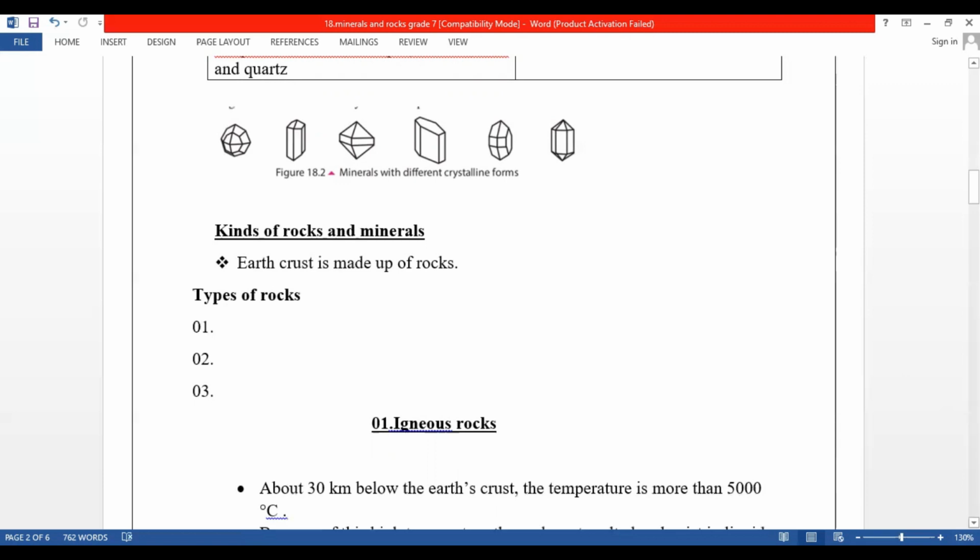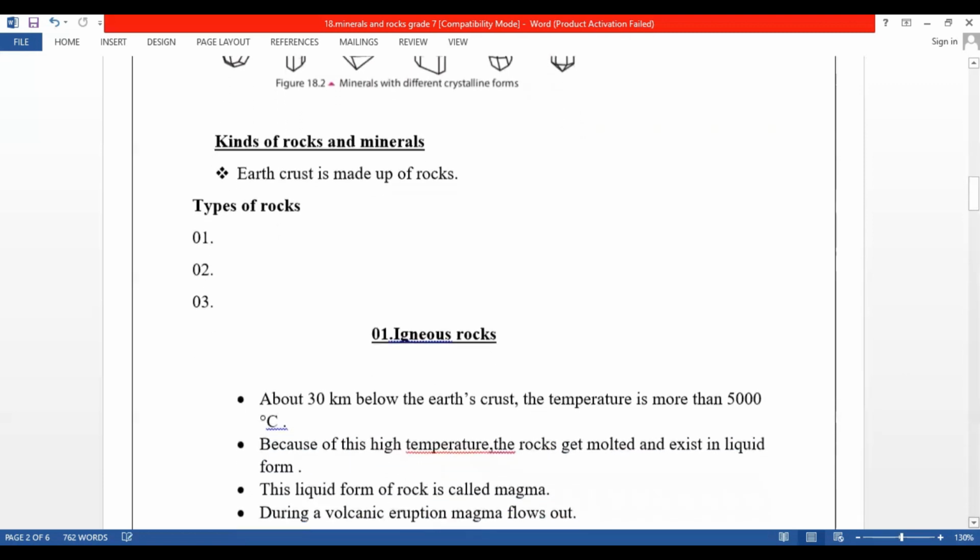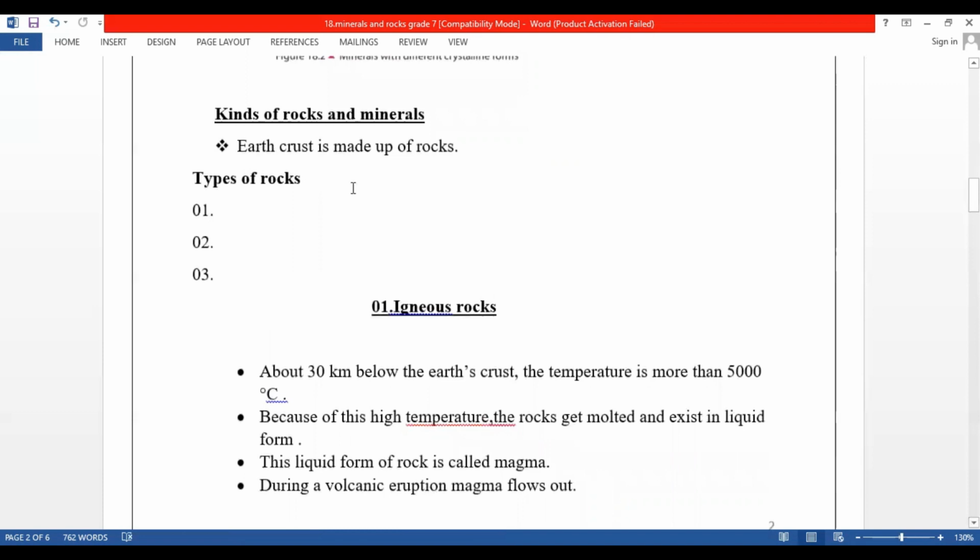Now we have to learn another topic: kinds of rocks and minerals. Earth crust is made up of rocks. You know, earth crust means the outer layer of the earth. The layer we are living on is the crust. In the crust, there are three types of rocks you should know. Here I am going to type the three types.